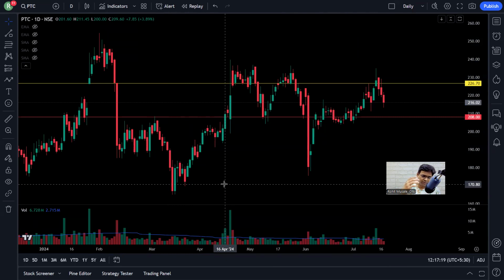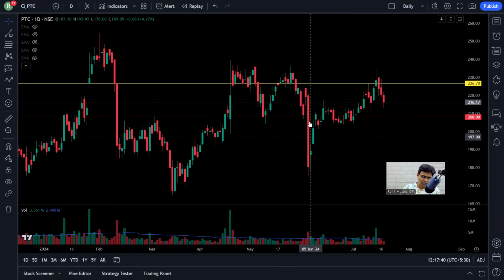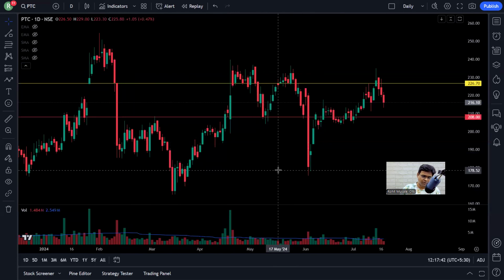See, A grade base is something which contracts, say, 10% from 0.1 to 0.2. B grade is up to 20%, between 10 and 20. C grade is from 20 to 30, and D grade is 30 to 40%. So this is a D grade base. Okay, it has got a lot of shakeouts. See, this low was taken out. This low was also taken out. So a lot of shakeouts, lot of volatility in the base.